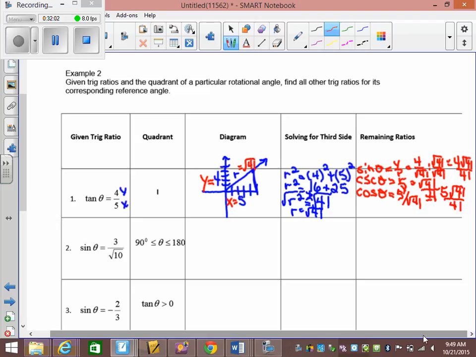What goes with cos is secant. And secant is going to be root 41 over 5 because I'm just going to flip it. And then cotan theta, it's a really tiny little box to fit all that in. Cotan theta, go back to tan. Tan is 4 over 5, so cotan is going to be 5 over 4.